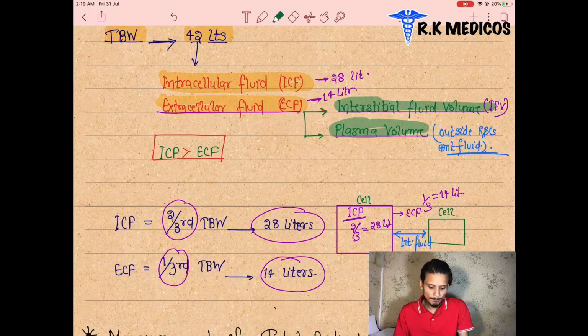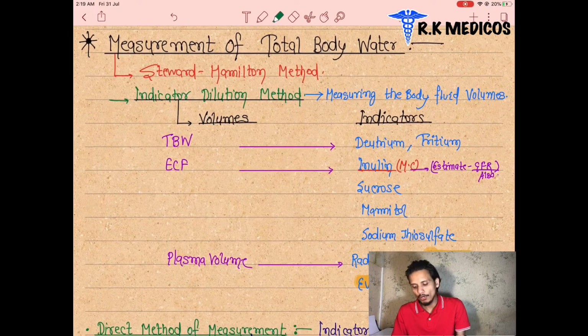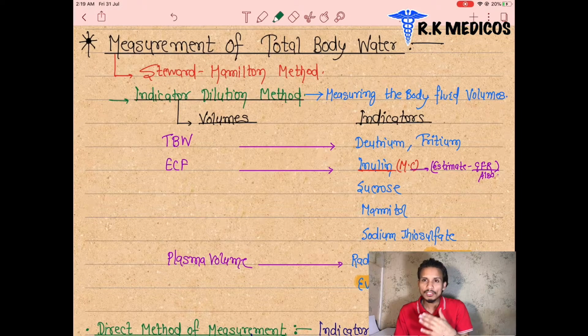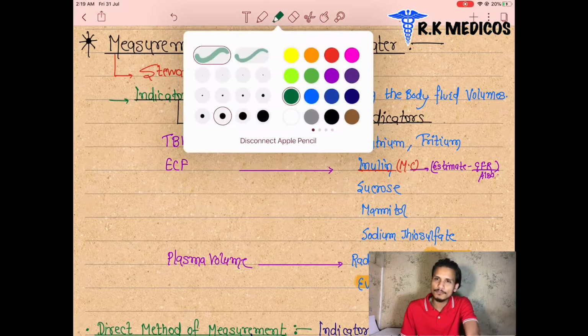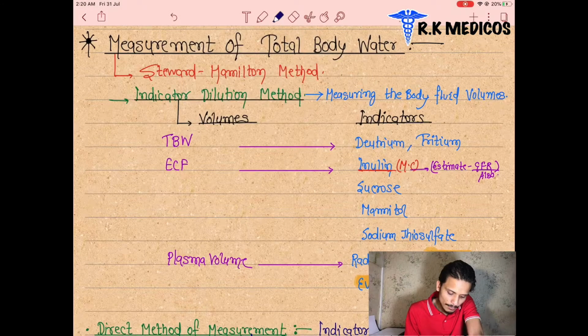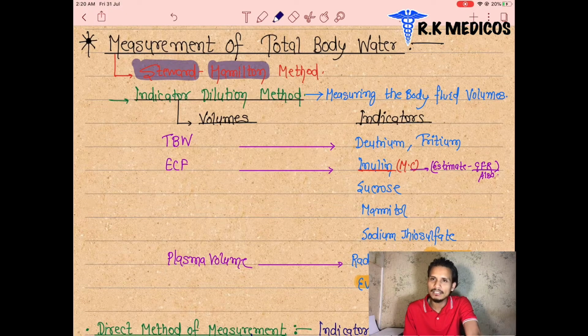And now you are going to see the measurement of total body water. According to scientists, this is how they are going to measure it. What is the amount of water inside our body, present in the extracellular, intracellular, interstitial or plasma volume? These all are calculated in different ways. Some scientists introduced different terms for their calculation, and the scientists are Steward and Hamilton. That's why the method is called the Steward-Hamilton method.